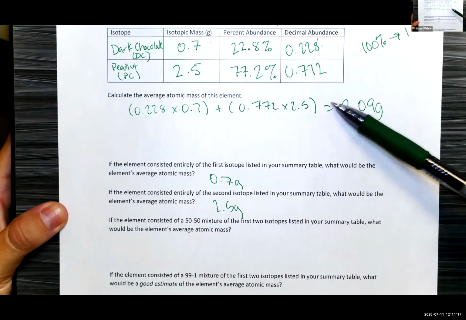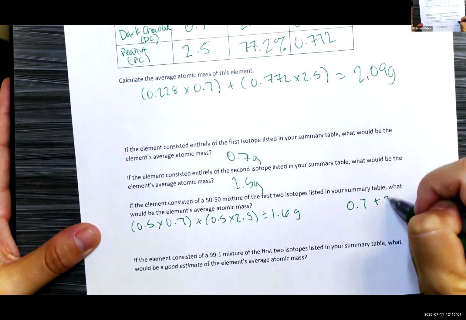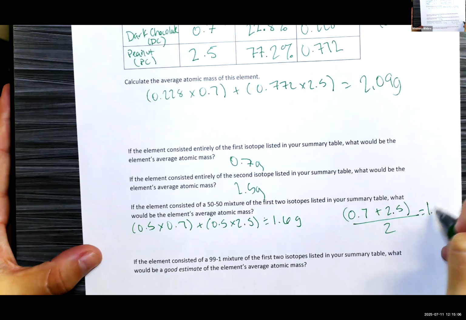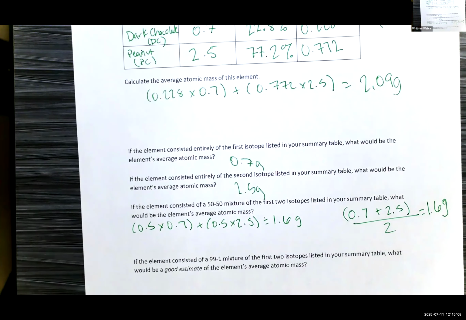What is another way you could do this? If I assume that it's 50-50, I can take away this equation and just take the average. This is the same exact math as if I just take 0.7 plus 2.5 and divide it by 2. So there are 2 different ways to do it, and both will give you the right answer. This only works if you have a 50-50. If it's another number that's not so pretty like that, you definitely want to go back to the tried and true equation.